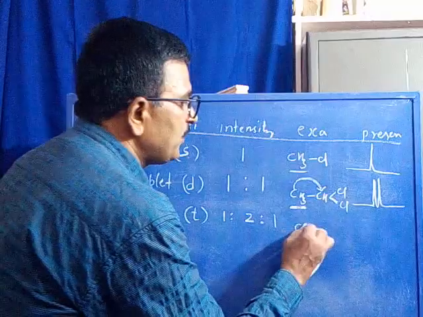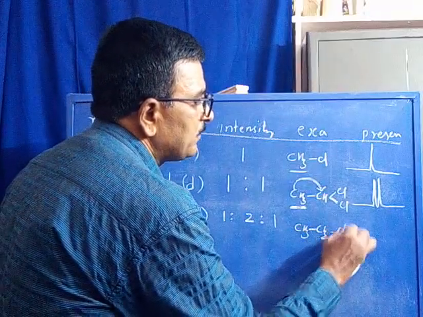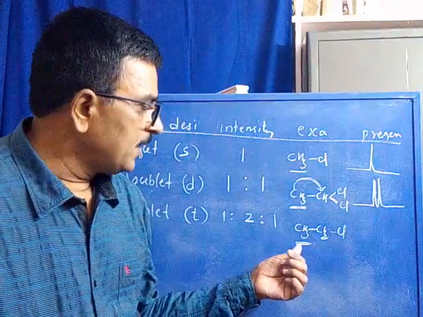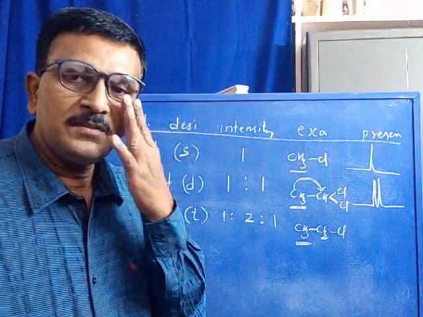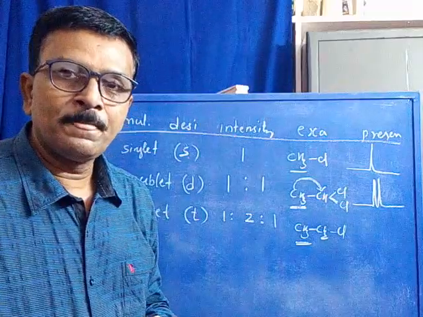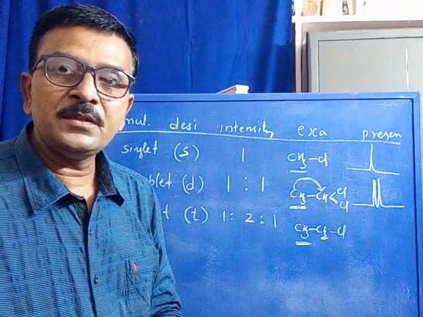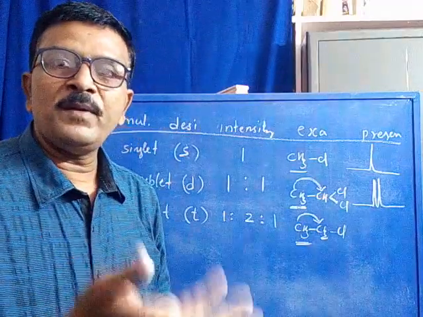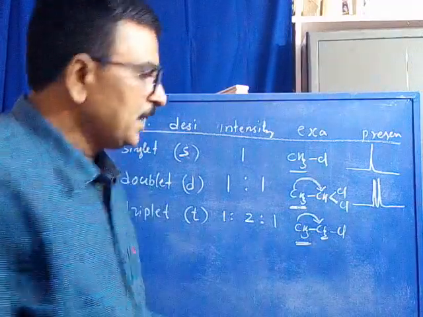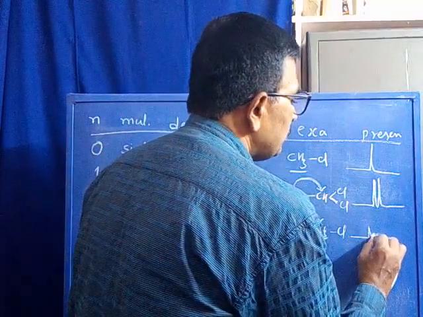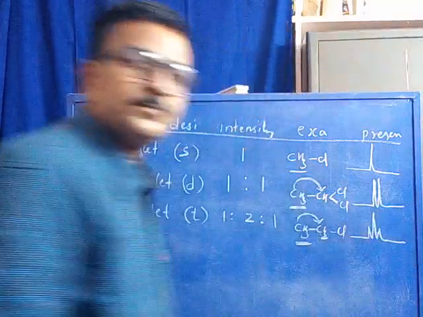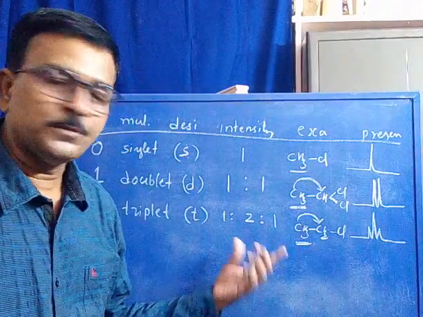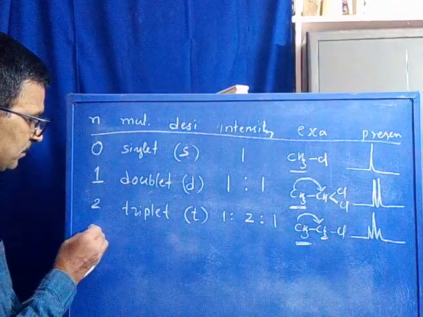So for example, CH3CH2Cl, ethyl chloride. In this example, you consider the signal only for CH3. Here the CH3 is coupled with the 2 CH2 protons. Therefore 2 plus 1, its signal appears as 3 lines. It is represented as 1:2:1. This is the intensity ratio. Now coming to the other example.